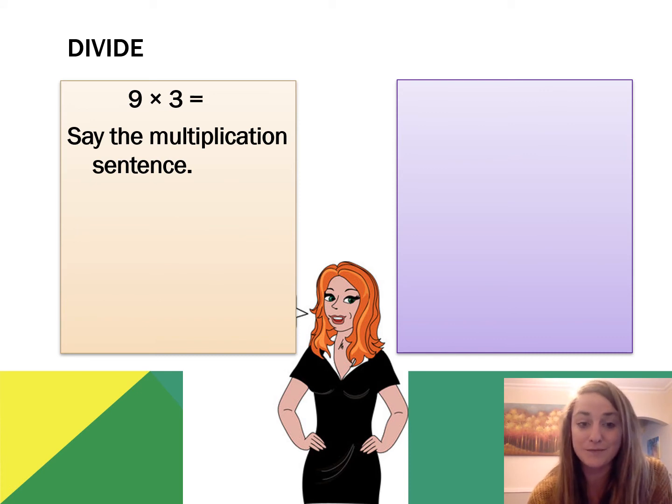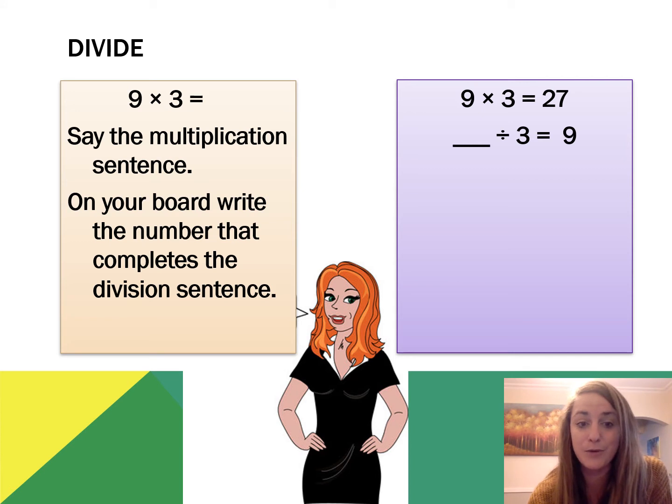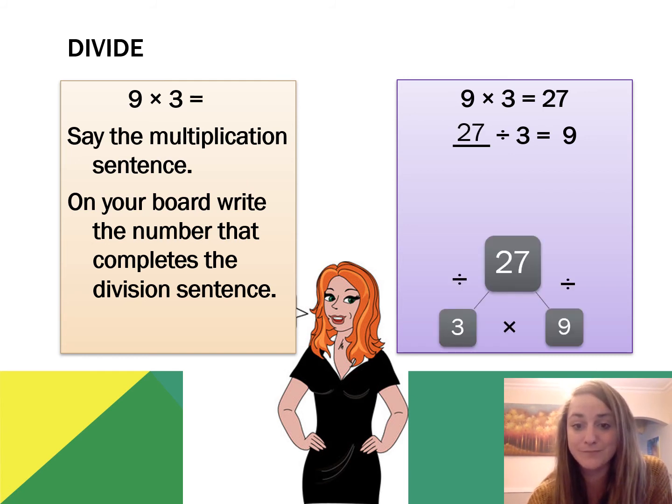9 times 3. 9 times 3 equals 27. On your boards, write the number sentence that completes the division sentence. 27 divided by 3 equals 9. Let's look at the tape diagram. What relationship do we see? I see 3 times 9 and 9 times 3 equals 27. I see 27 divided by 3 equals 9 and 27 divided by 9 equals 3.